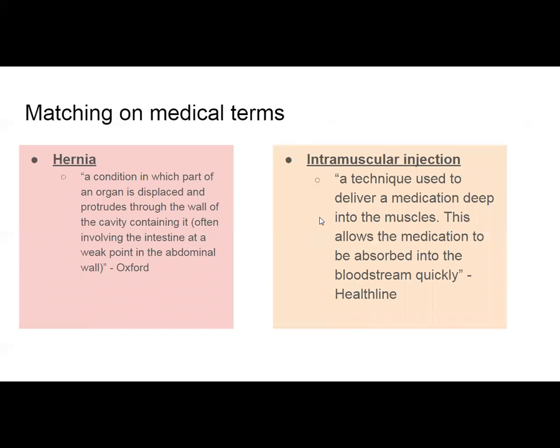All right, let's talk about some matching medical terms. So what's a hernia? The Oxford Dictionary defines a hernia as a condition in which part of your organ gets displaced and starts protruding through the wall of a cavity that contains it. This happens a lot when your intestines hit a weak point in your abdominal wall. It's usually very painful.